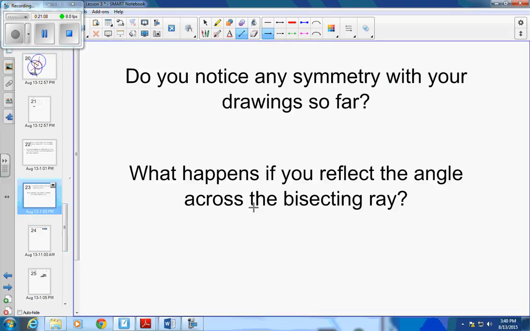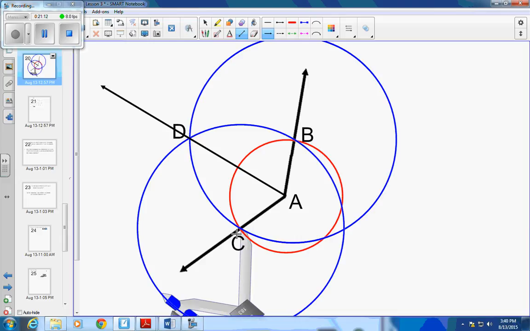What happens if you reflect the angle across the bisecting ray? If I reflect this, then C ends up where B is, B ends up where C is, and you basically have the same exact angle, just flipped.